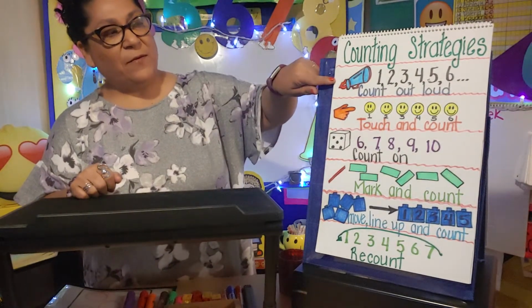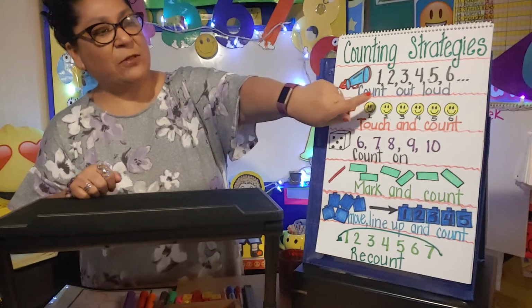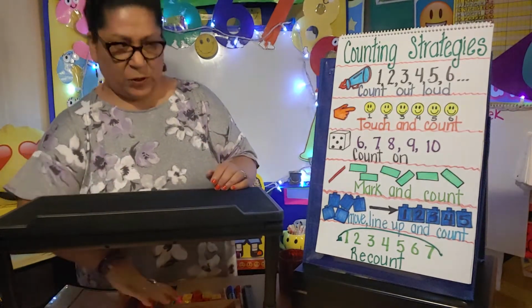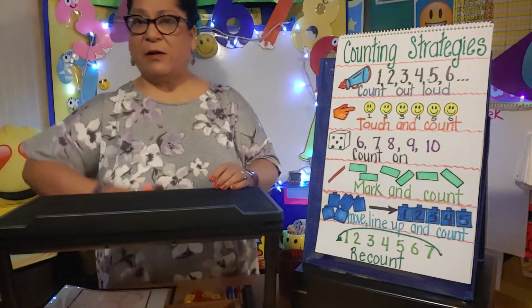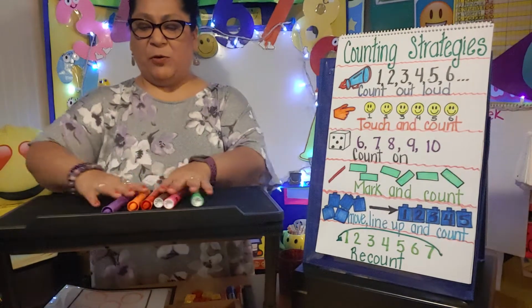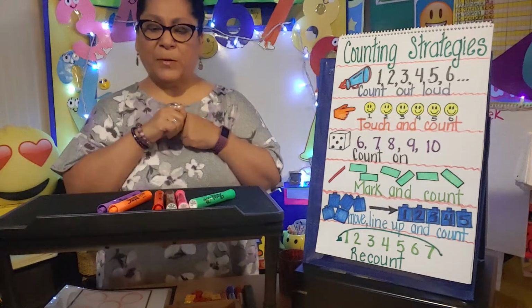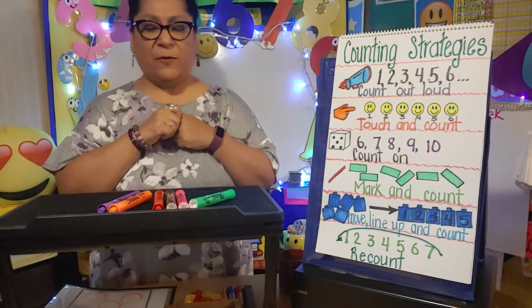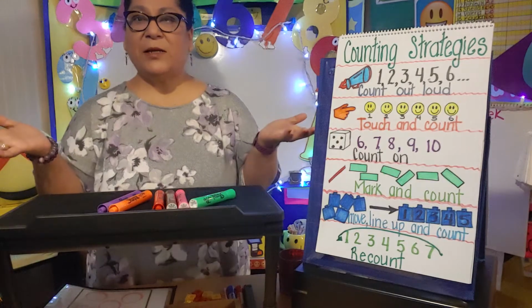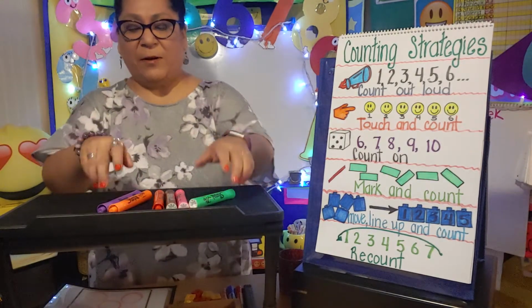Here we have the first one that says count out loud, which all you do is simply count out loud. They show you objects here, and you just count them out loud. 1, 2, 3, 4, 5, 6. See what I did? I just counted out loud.